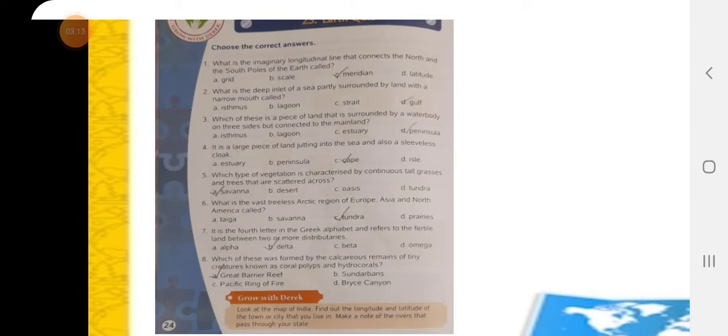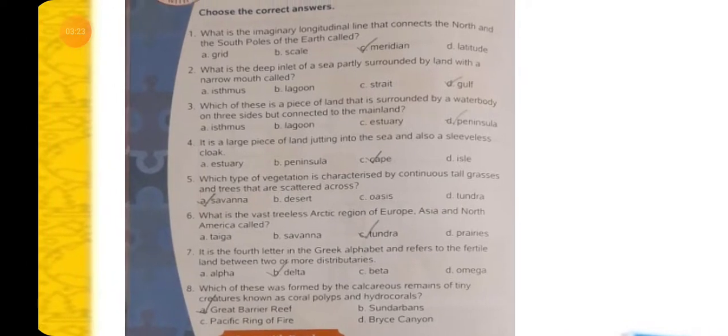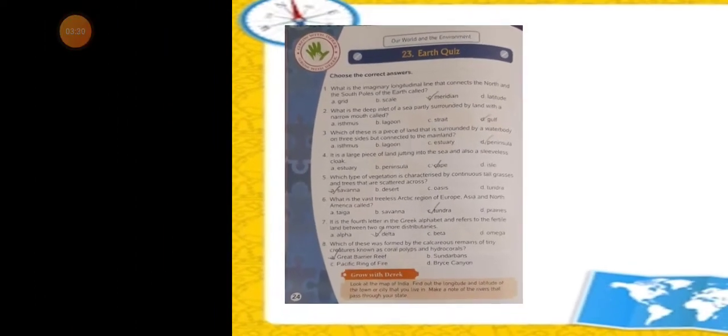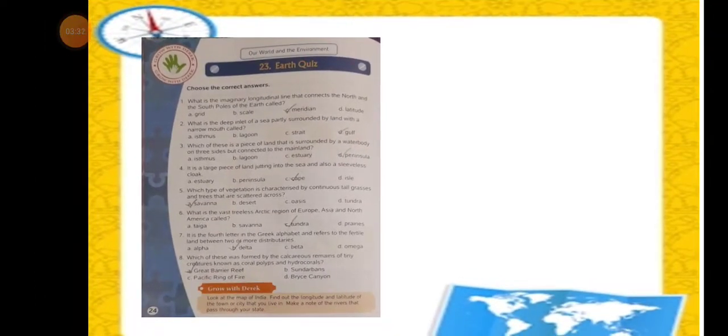So these are some questions related to geography, some words which are related to geography. So you will do this. So I show you a close-up of this page so that you can see it properly. So with this we are coming to the end of this page. We'll move on to the next page.